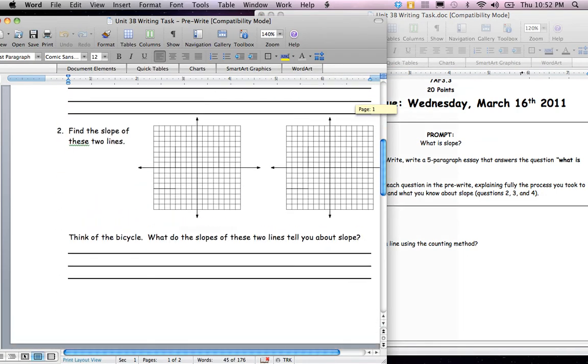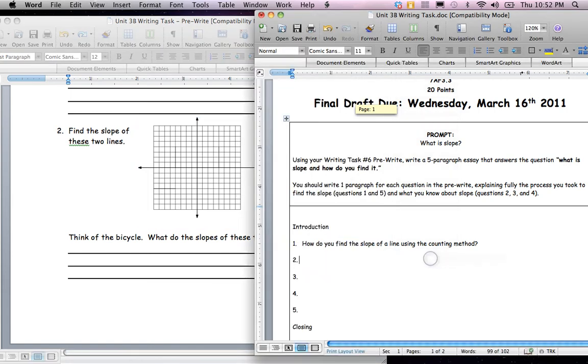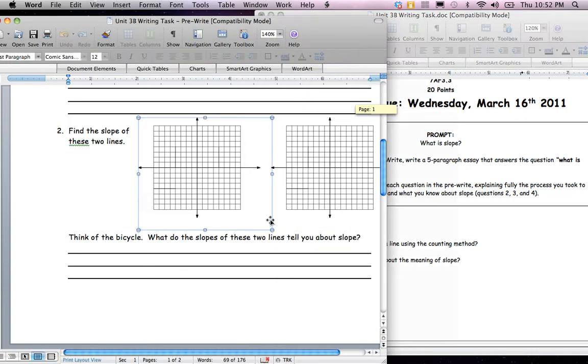The second paragraph should correspond to this question, which had find the slope of these two lines. You had two different lines here, and I drew a bicycle on them. And the reason I drew a bicycle on them is because I think if you found the slope of these two lines, you notice the slopes are different, and that told you something about the meaning of slope. And I can't tell you what it tells you because I'd be giving it away. But the question you should write and be able to answer in paragraph 2 is, what is one thing you know about the meaning of slope? These two graphs help highlight something that we've learned about slope in this unit.